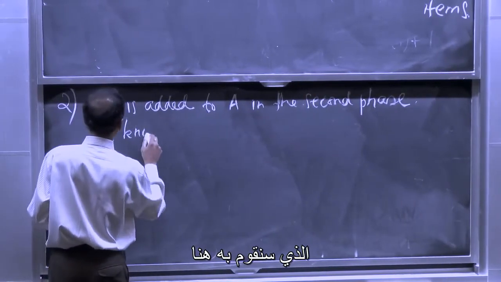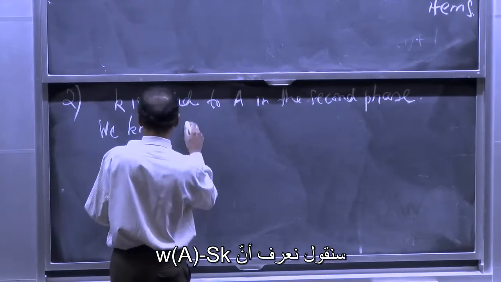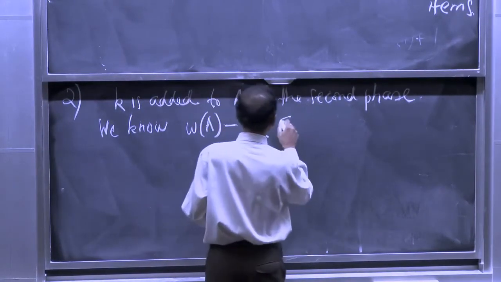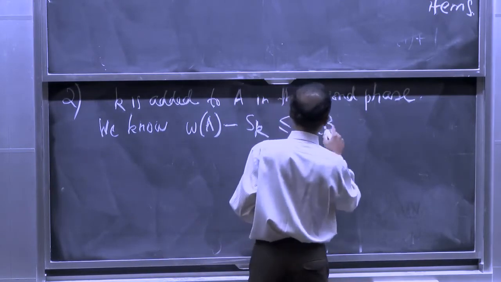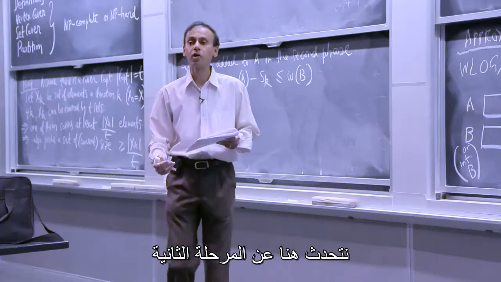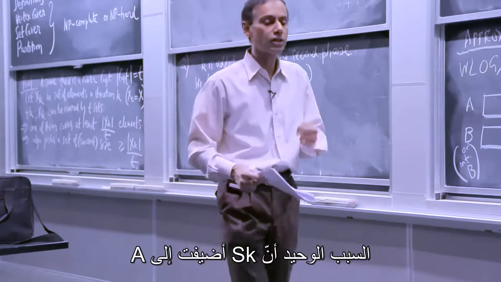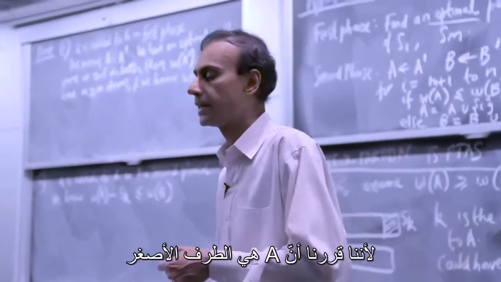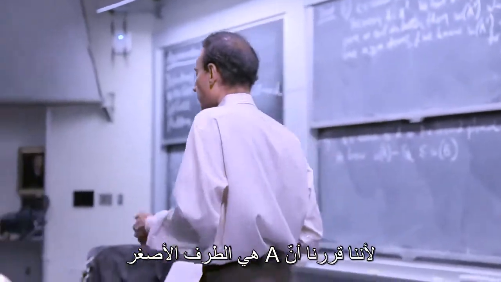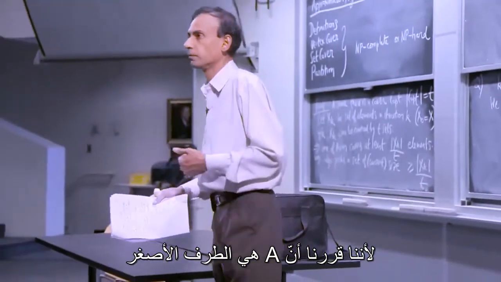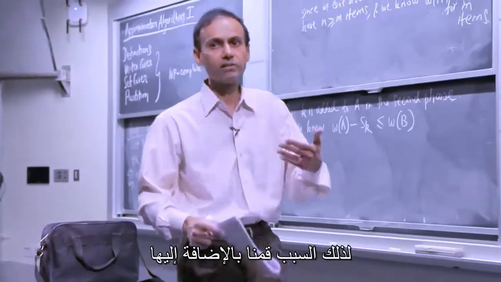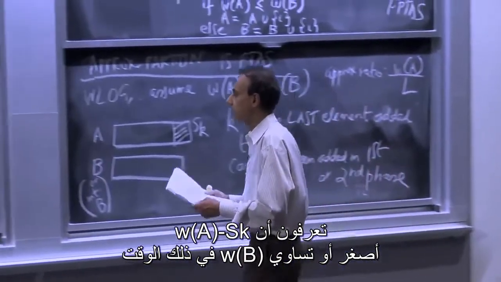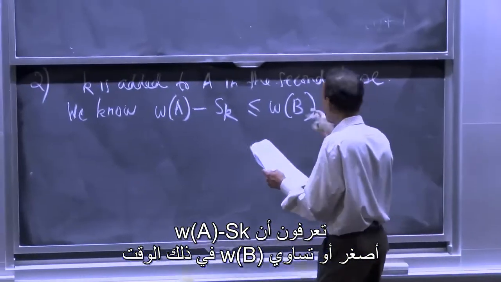So here what we're going to do is we're going to say we know WA minus SK is less than or equal to WB. Right? This is the second phase we're talking about here. The only reason SK was added to A was because you decided that A was the side that was smaller, or perhaps equal. So that's the reason you added it. So you know that WA minus SK is less than or equal to WB at that time.